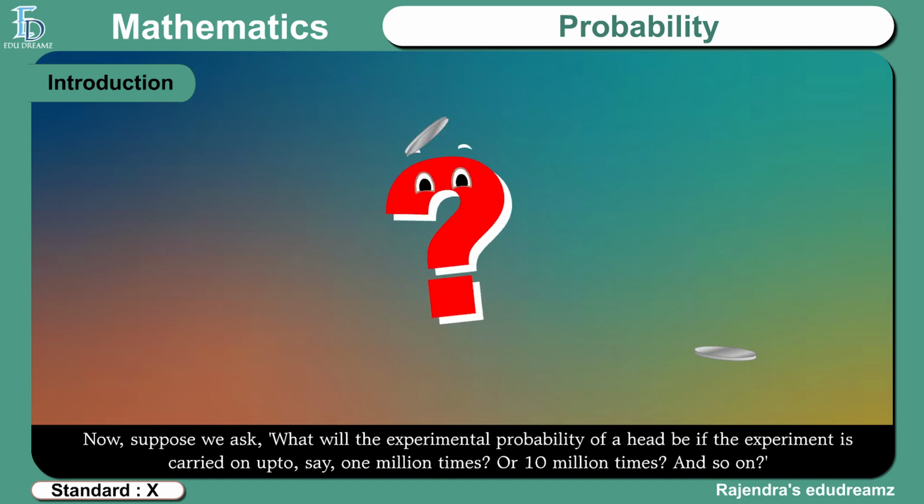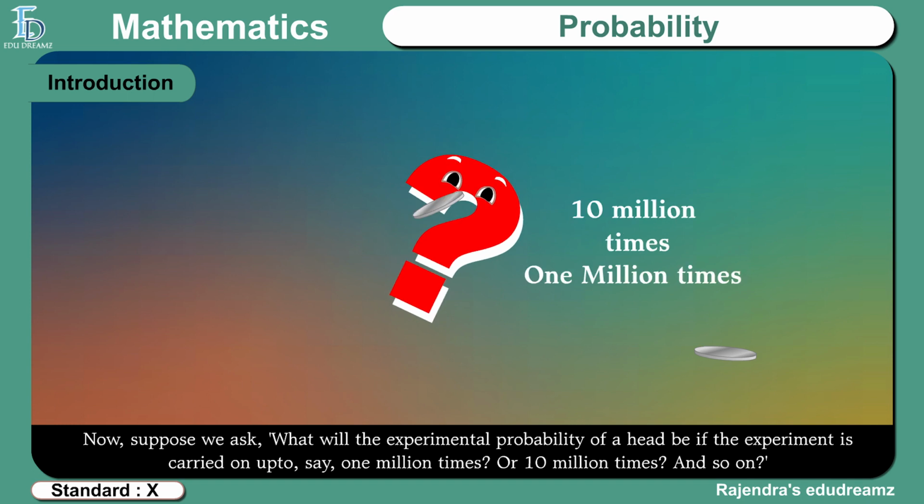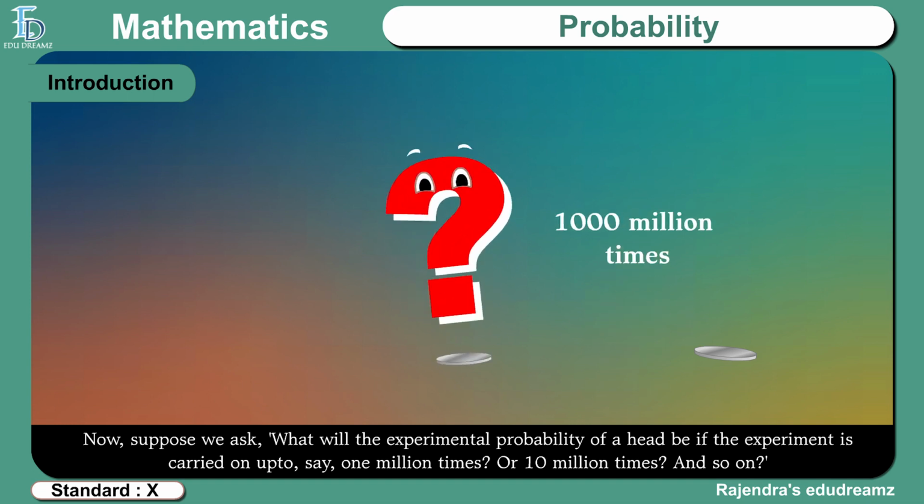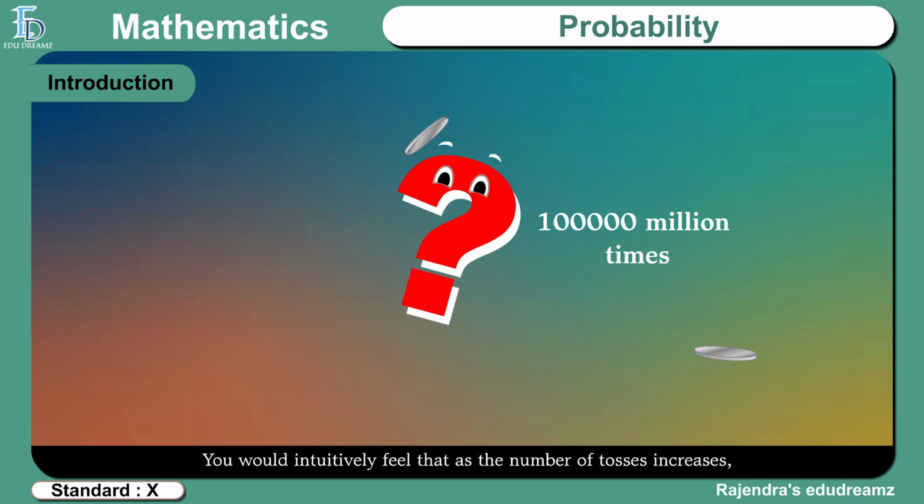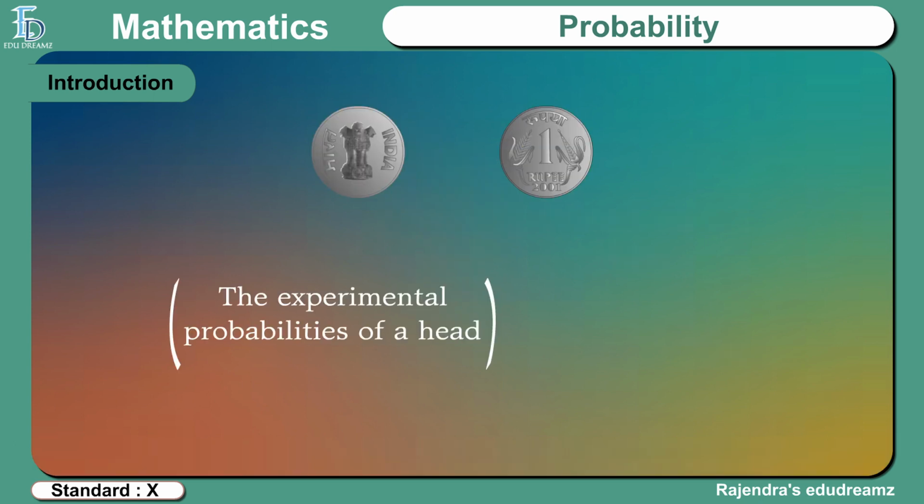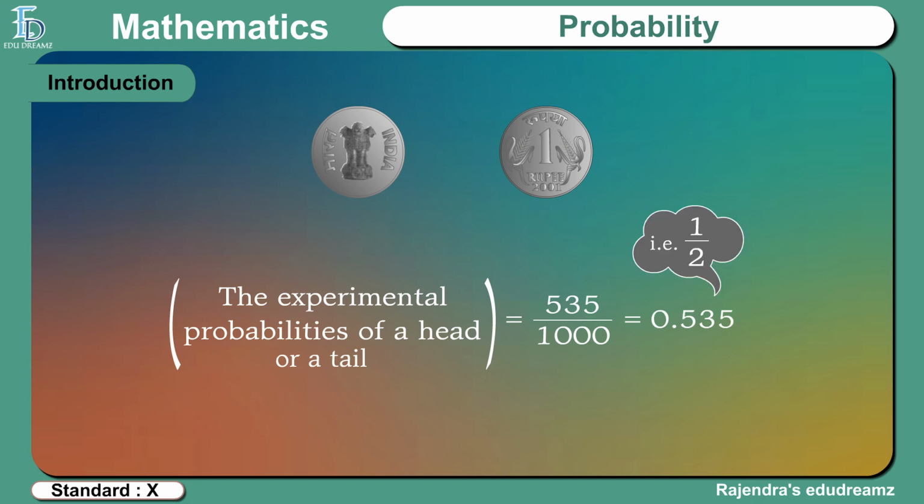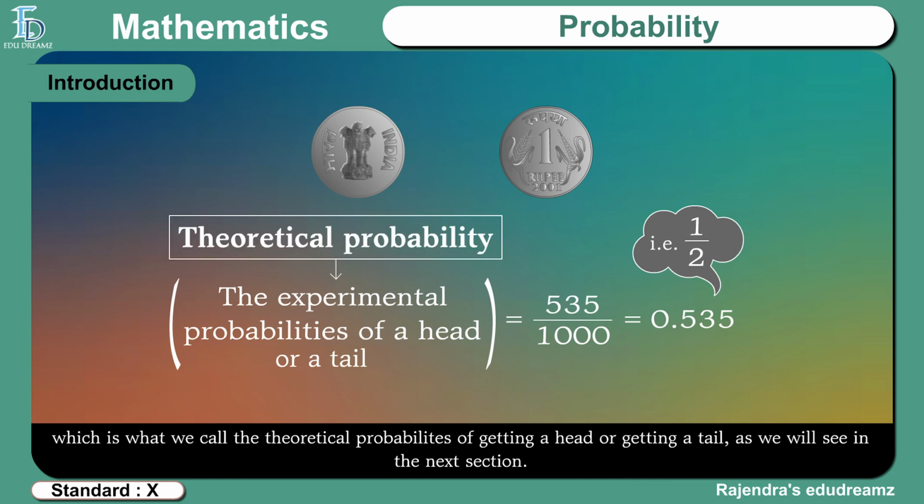Now, suppose we ask, what will the experimental probability of a head be if the experiment is carried on up to, say, 1 million times or 10 million times, and so on? You would intuitively feel that as the number of tosses increases, the experimental probabilities of a head or a tail seem to be settling down around the number 0.5, that is 1 upon 2, which is what we call the theoretical probability of getting a head or getting a tail, as we will see in the next section.